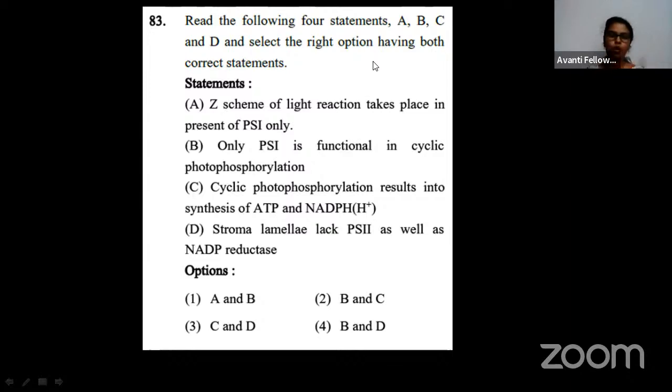Okay, first statement A is Z scheme of light reaction takes place in presence of PS1 only. Only PS1 is functional in cyclic photophosphorylation. Cyclic photophosphorylation results in synthesis of ATP and NADPH. Stromal lamellae lack PS2 as well as NADP. Okay, so these are the statements, and now you have to answer them. अभी इसका हम लोग को answer करना, okay?